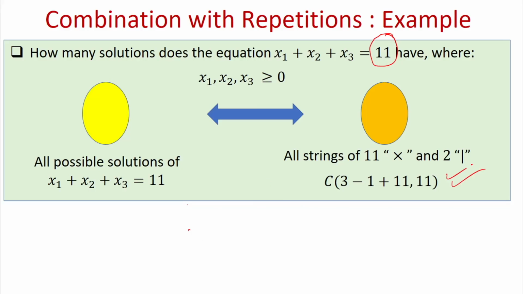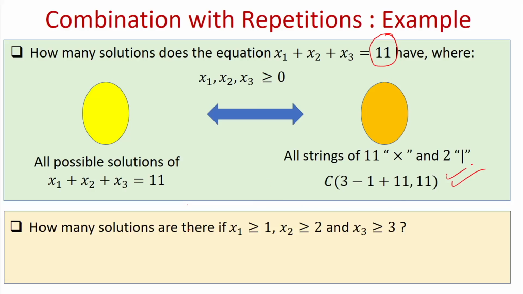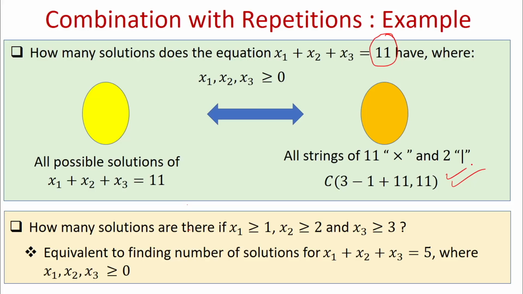this quantity, right? Now suppose I change the problem slightly. I am now interested to find the number of solutions where x1 is greater than or equal to 1, x2 is greater than or equal to 2, and x3 is greater than or equal to 3. Earlier, x1 was allowed to be 0, but now x1 is not allowed to be 0. x1 has to be at least 1, x2 at least 2, x3 at least 3. My claim is that this is equivalent to finding the number of solutions for this new equation where there is no restriction on x1, x2, x3. That means any of them can be 0.